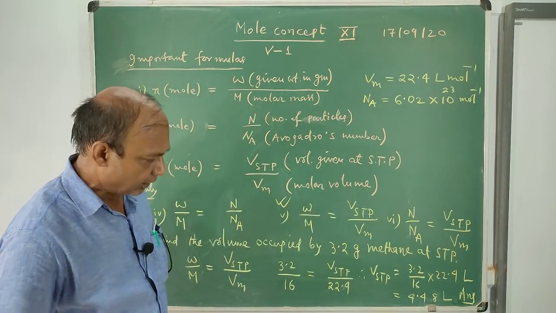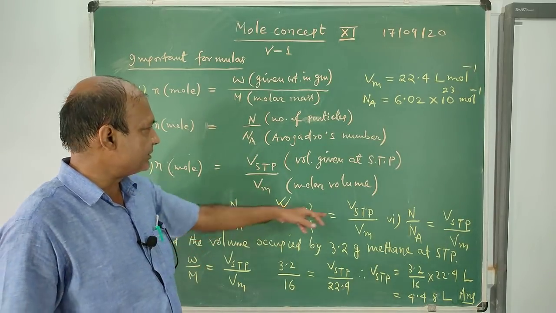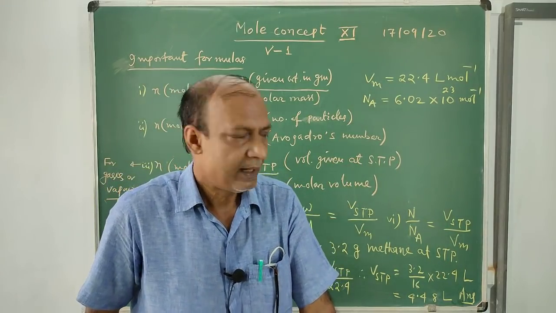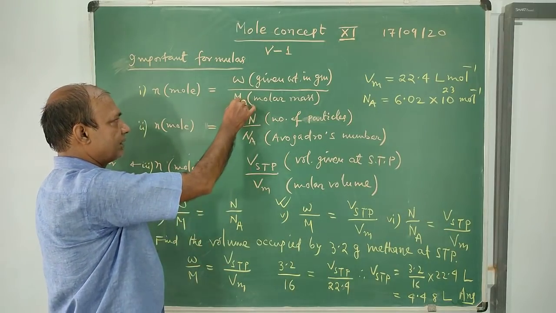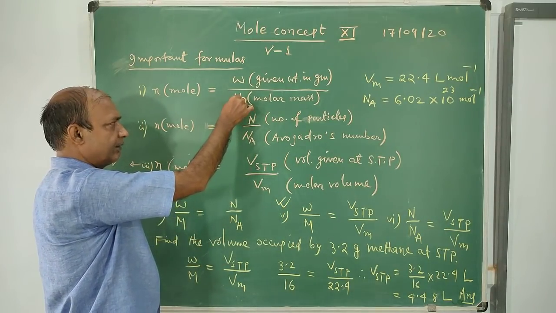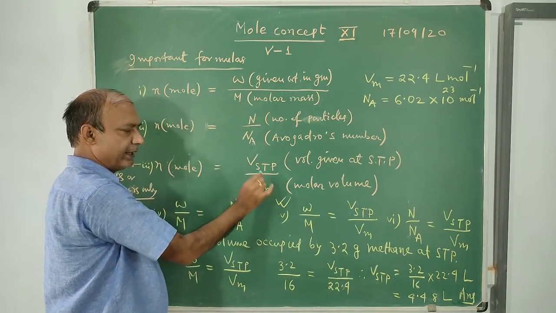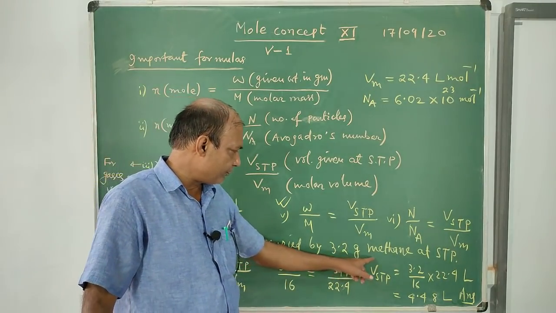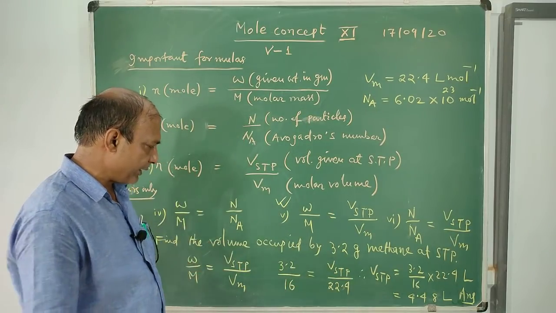Now see how to solve the problem. Just take one of the formulas out of these 6 which is found to be the fittest for your question, and then put in the values. Remember, all the terms in the denominator are known: M is known, Na is known, Vm is known. You can solve the problem in this way.